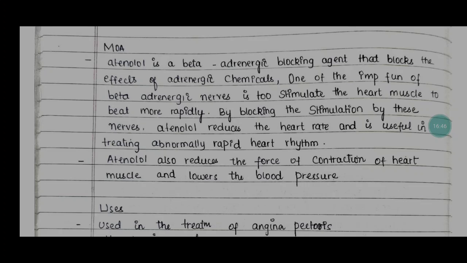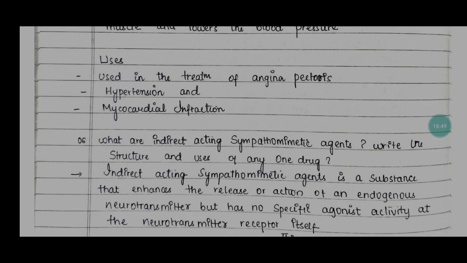And the uses for atenolol are: it is used in the treatment of angina pectoris and hypertension as well as myocardial infarction. So question number 6, what are indirect acting sympathomimetic agents? Write the structure and uses of any one drug. So indirect acting sympathomimetic agents are substances that enhance the release or the action of endogenous neurotransmitter, but also have no specific agonist activity at the neurotransmitter receptor itself.